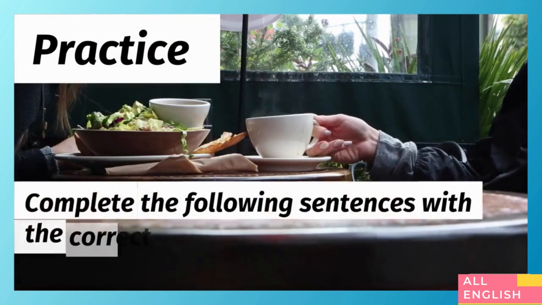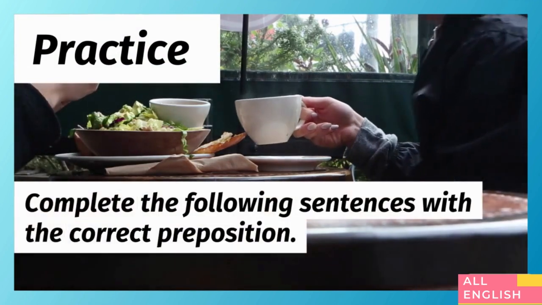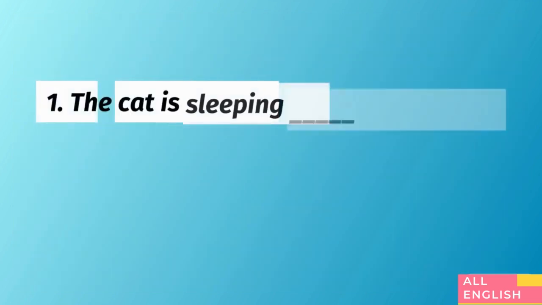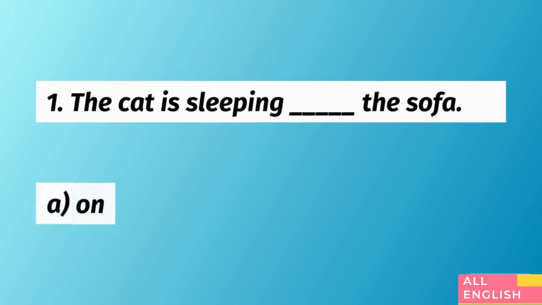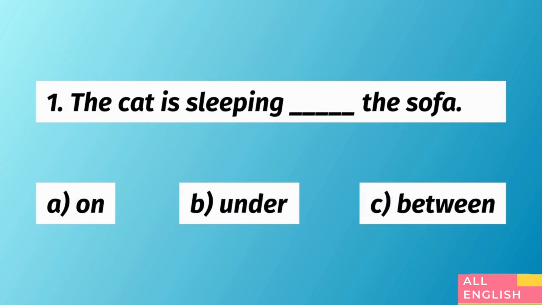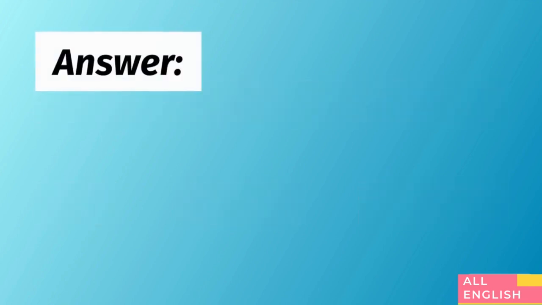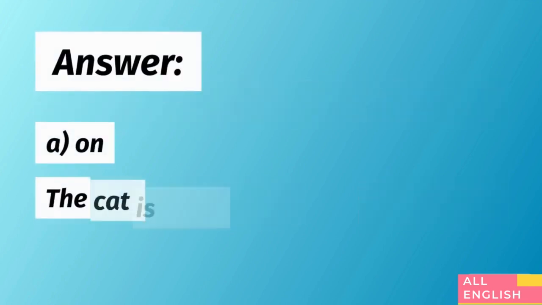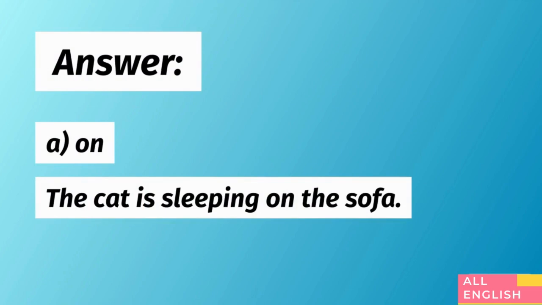Practice. Complete the following sentences with the correct preposition. 1. The cat is sleeping blank the sofa. A, on. B, under. C, between. Answer: A, on. The cat is sleeping on the sofa.